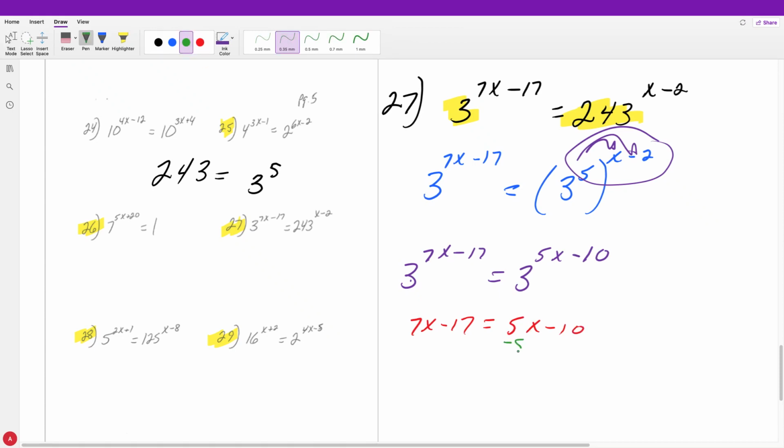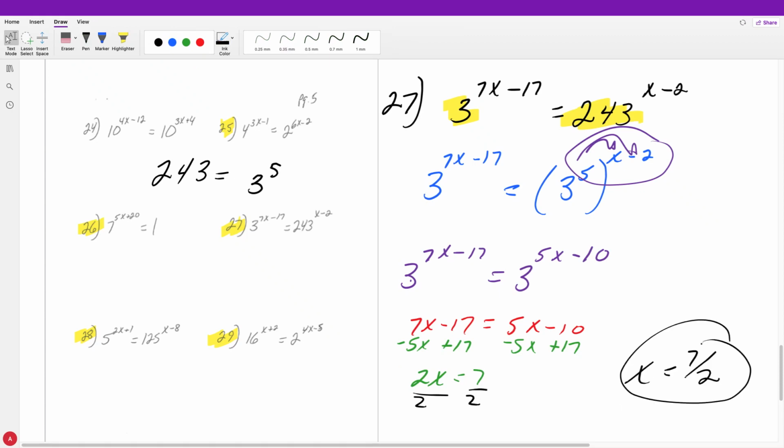So I'm going to subtract over the 5x from both sides and add over the 17. So 2x is equal to 7. And we divide each side by 2. So x is then equal to 7 halves. If you write 3.5, that's fine as well. But typically you should start leaving everything in fractions, because you'll see that the higher you get in math, the less we write them as decimals and the more we keep them as improper fractions. All right, so let's move on to the last two problems.